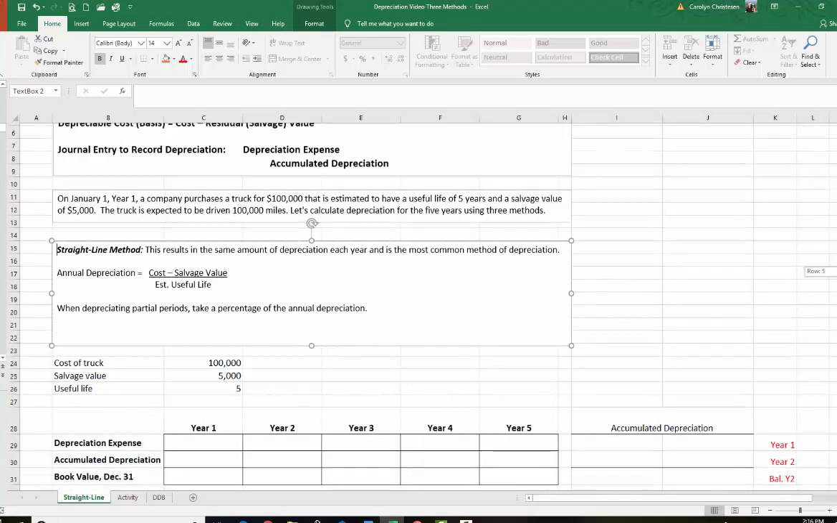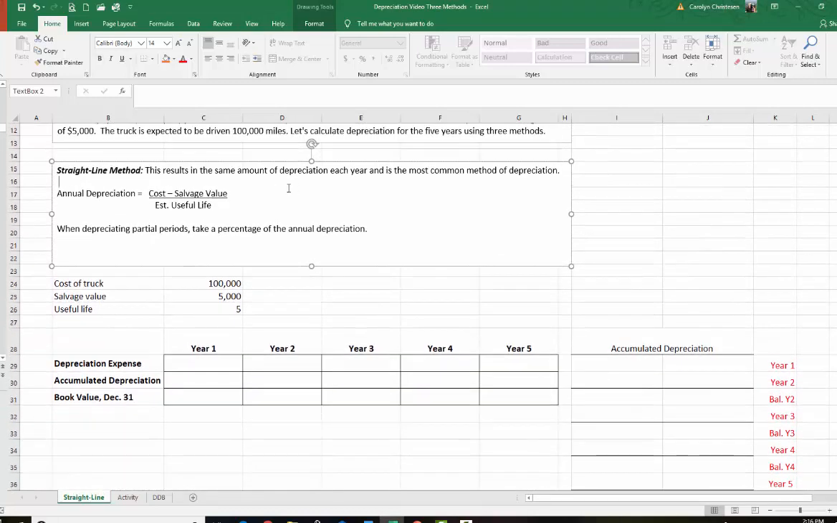Here I have a little note about what the straight line method is all about. It results in the same amount of depreciation each year, and it is the most common method of depreciation because it's very simple. Your depreciation each year is your cost minus your salvage value divided by the estimated useful life in years.